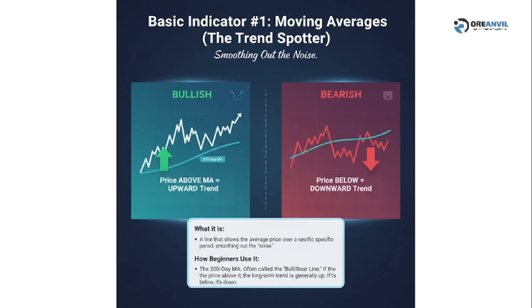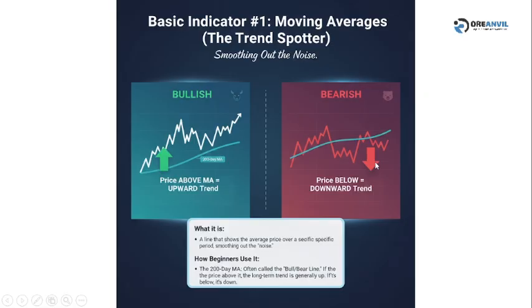And now here's how it works. It works really simple but very powerful. For instance, you have a candle above. If the current price is above the moving average line, the trend is generally up. And we call that a bullish signal. And for a bearish signal, if the current price is below the moving average line, the trend is generally down.